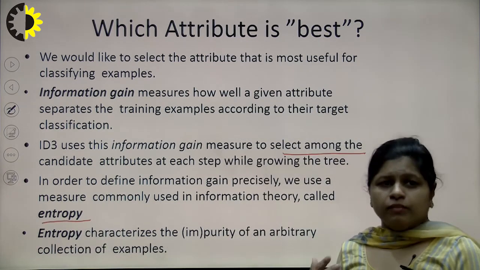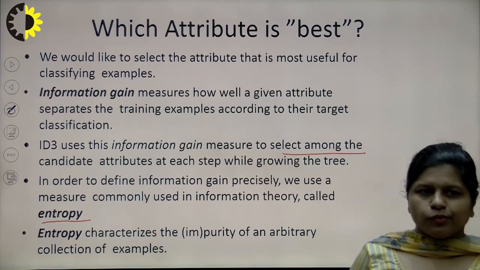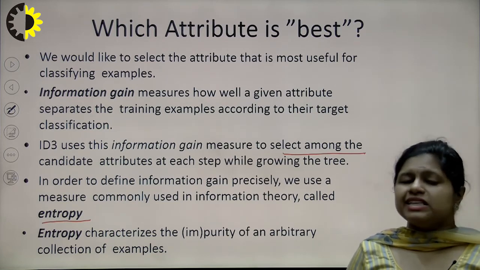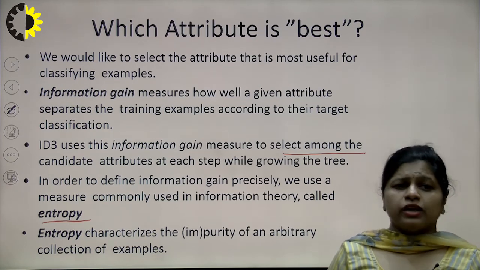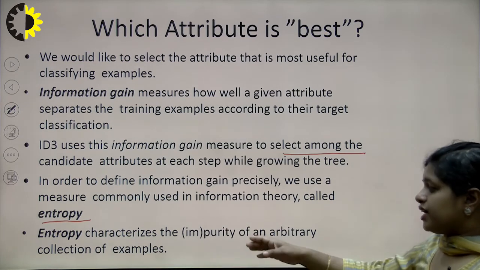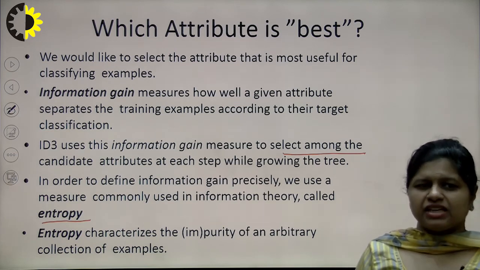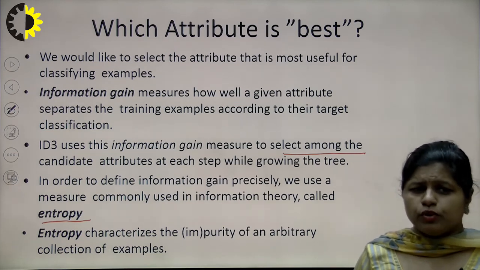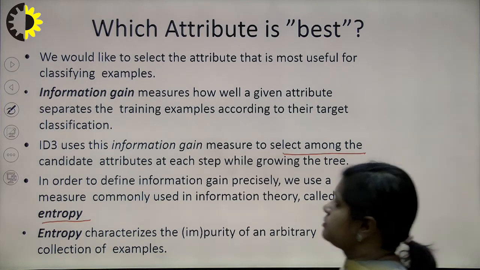So here in the ID3 algorithm, two formulas or two measures are very important. One is the information gain and the second is the entropy. Basically we use the entropy to ultimately calculate the information gain of the attribute. Here entropy characterizes the impurity of an arbitrary collection of examples, or you can say it's a measure of the impurity or purity of a collection of examples.